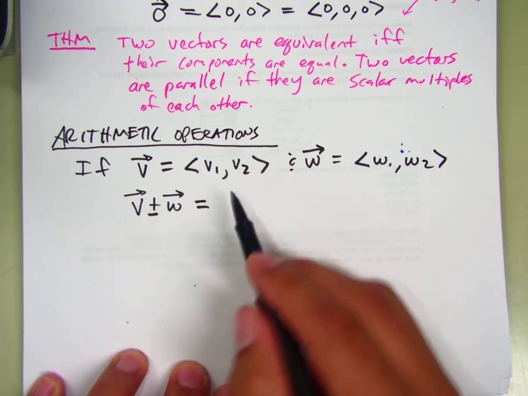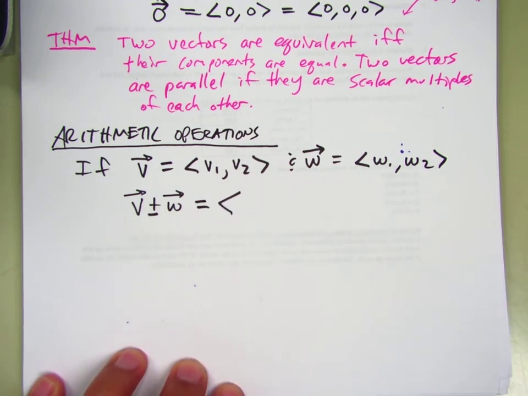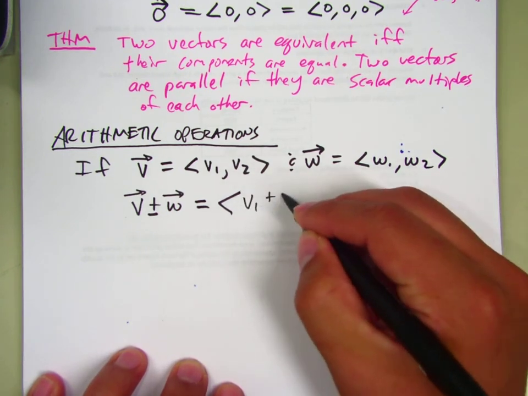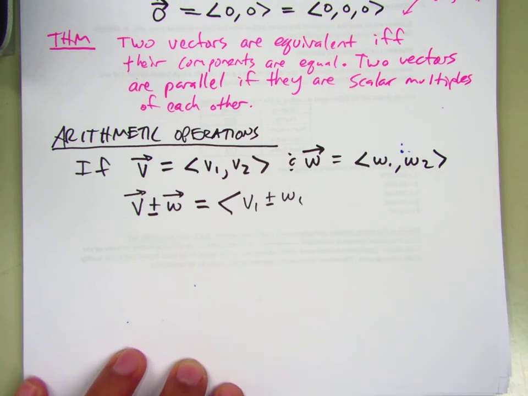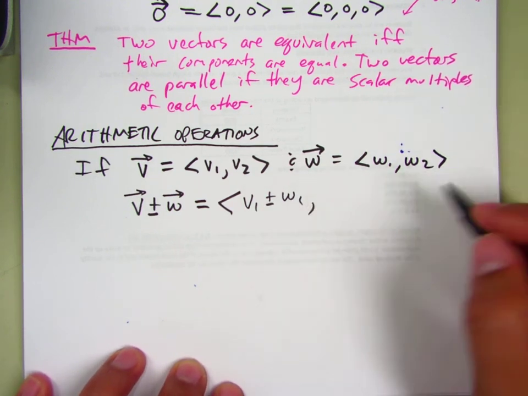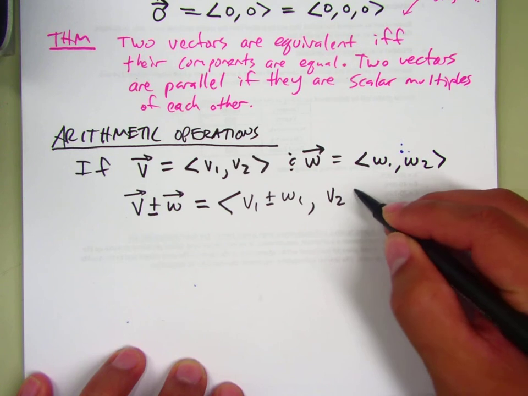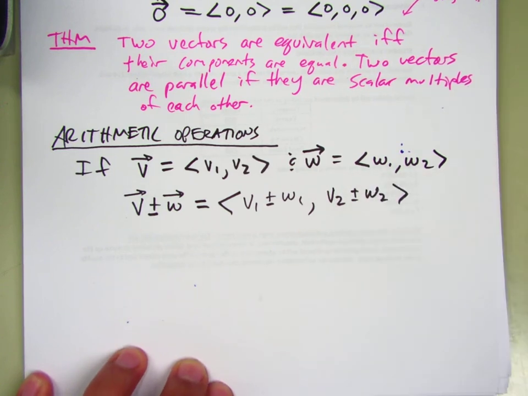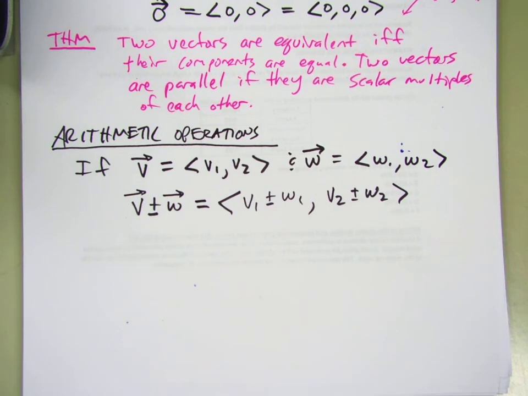Well, on paper, what would I do? My X component would be V1 plus W1, or I'll put a little minus because subtraction works the same way. Okay, and then the Y component would be V2 plus or minus whatever it is that we're doing, W2. Okay.